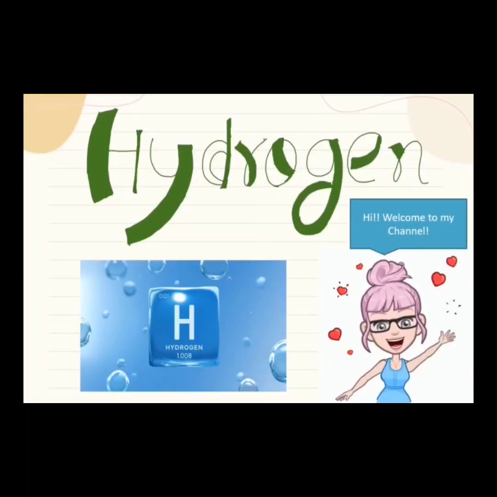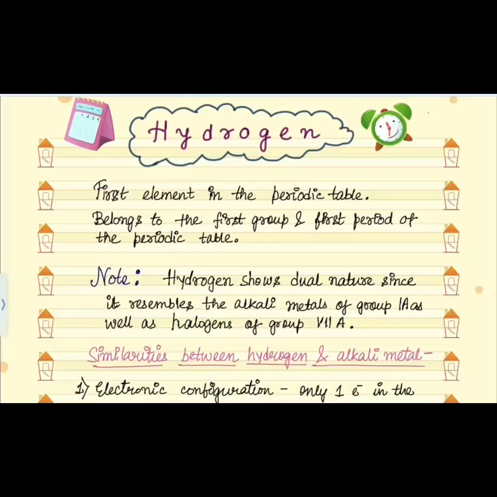Today I will teach you the chapter hydrogen. So today the first element in the periodic table is hydrogen. It belongs to the first group and the first period of the periodic table.